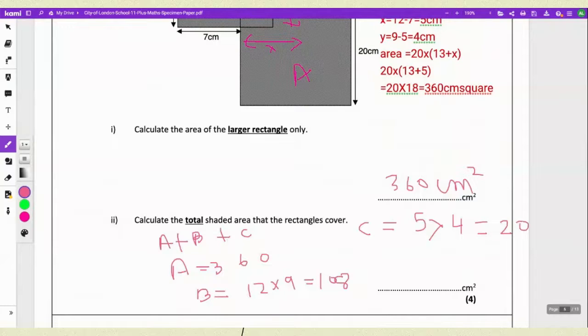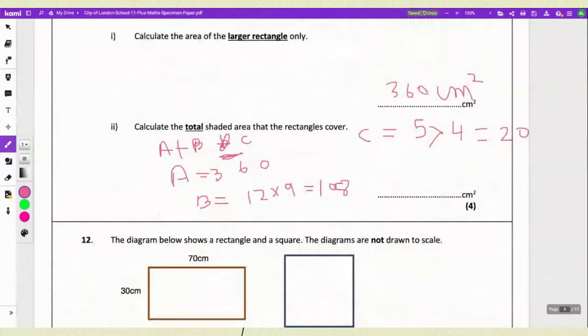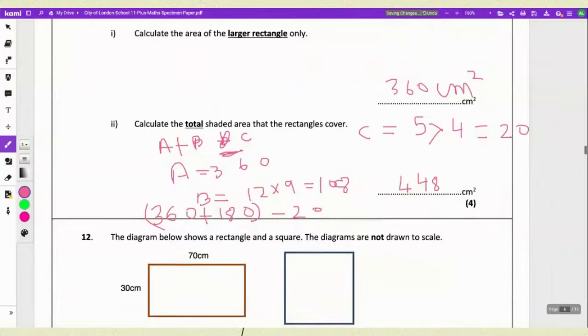There's one mistake I made. It's not plus, it's A plus B minus C. So you have to minus it. You know what your A is, you know what your B is, and you also know what your C is. So that would become 360 plus 108. Whatever answer we get from this, remember we have to minus 20. To minus 20, your answer would be 448. That's your answer.